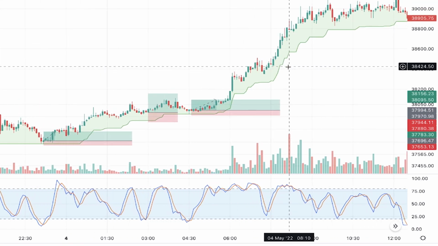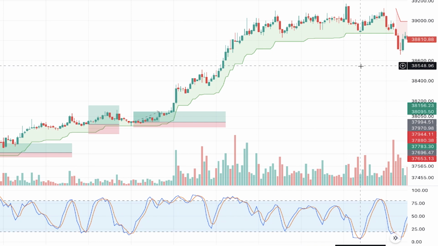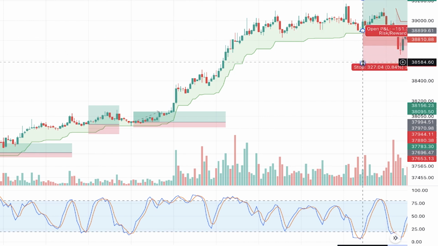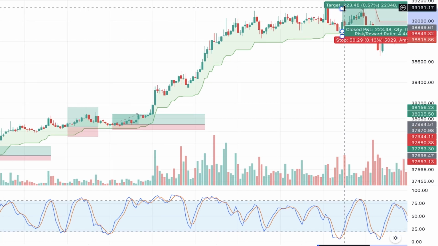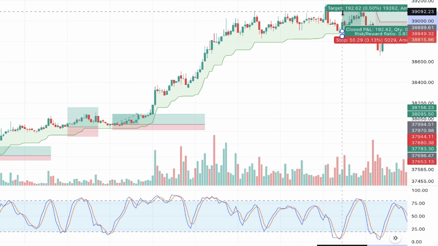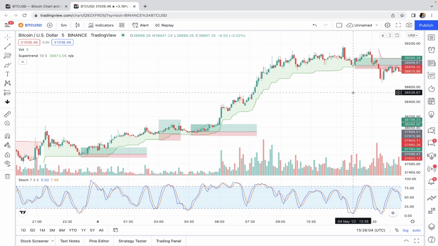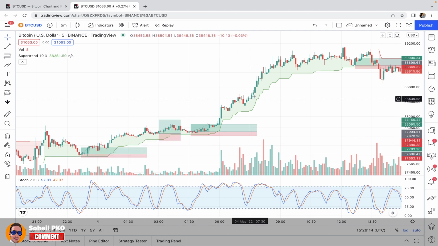If we move forward, no signal here, and another signal we got here. So we can also enter a long position here at this point starting off this candle, the stop loss below the super trend line, and the profit target in a way that makes the risk to reward ratio equals 2. All right, these are the long positions that we could take here while the super trend was green.